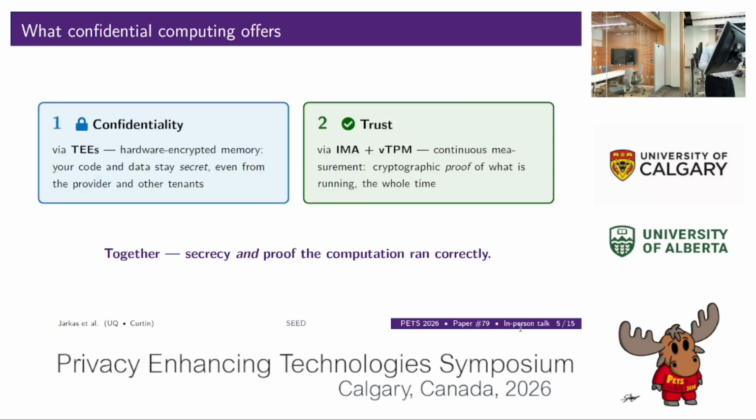Confidential computing provides two pillars, which are confidentiality and integrity. Confidentiality is usually guaranteed by trusted execution environments, TEEs, which is basically the ability to put software inside of an encrypted enclave where it's isolated from the external world. Trust comes via TPMs and an overlying software called the Integrity Measurement Architecture that continuously verifies the integrity of your software.